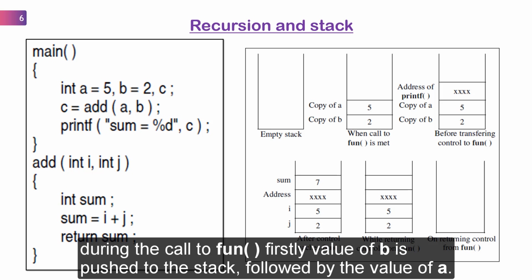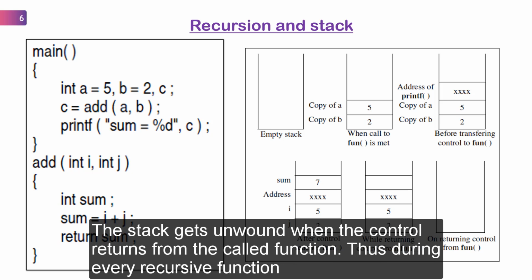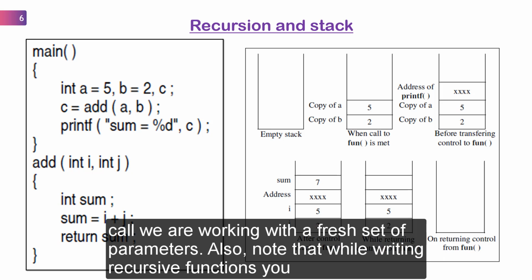Thus, during the call to fun, firstly, the value of b is pushed to the stack, followed by the value of a. The recursive calls are no different. Whenever we make a recursive call, the parameters and the return address get pushed onto the stack. The stack gets unwound when the control returns from the called function. Thus, during every recursive function call, we are working with a fresh set of parameters.